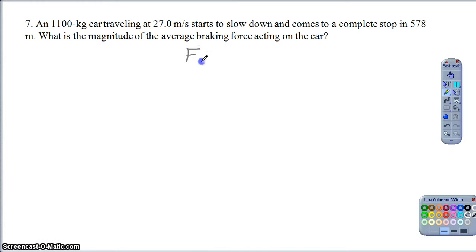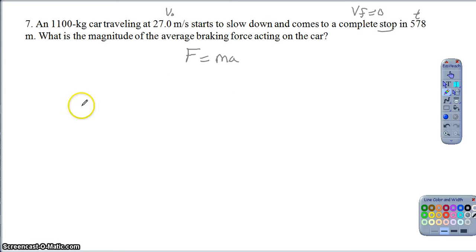So I'm looking for my force, and I know that force, obviously again, is mass times acceleration. And they give me a whole bunch of kinematics here to work with. They give me the initial velocity of the car, they tell me the time that it takes, and they tell me that it comes down and eventually stops. So I know my final velocity of the car would be 0. Okay, so I've got those 3 pieces of information to work with.